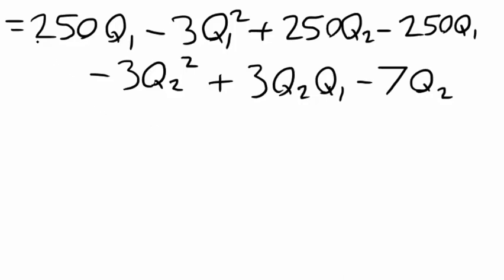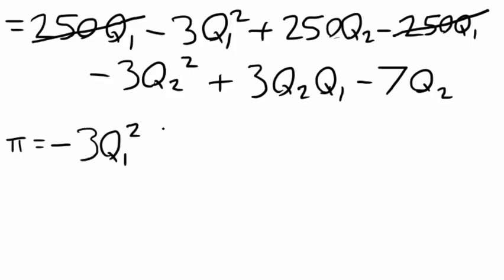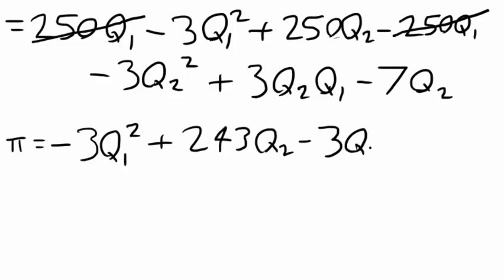So right off the bat, we can cancel these 250Q1 and 250Q1 right here because it's adding and subtracting the same number, so they go away. And then we could combine this 250Q2 and negative 7Q2. So after combining some like terms, we get a profit function of negative 3Q1 squared plus 243Q2 minus 3Q2 squared plus 3Q2Q1.